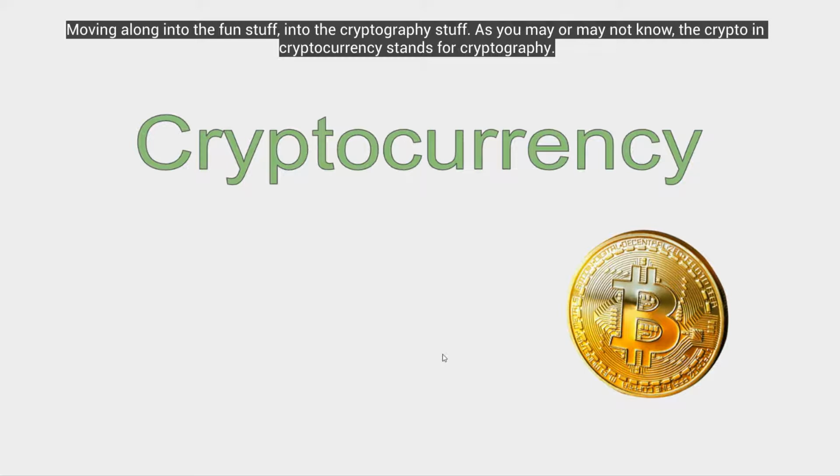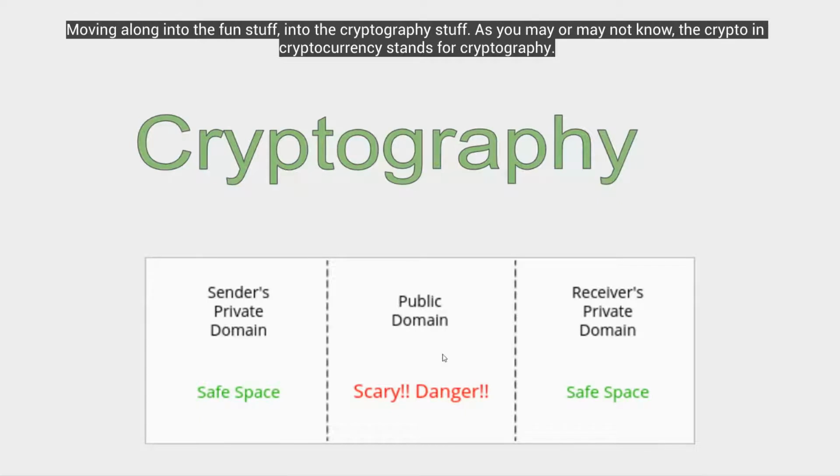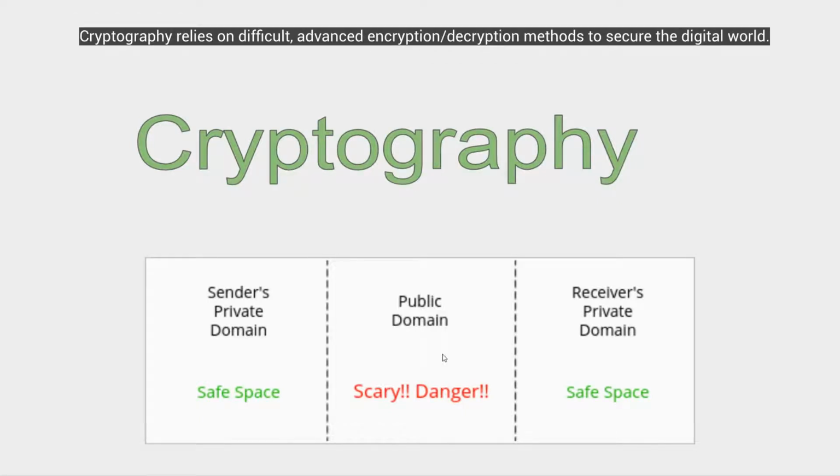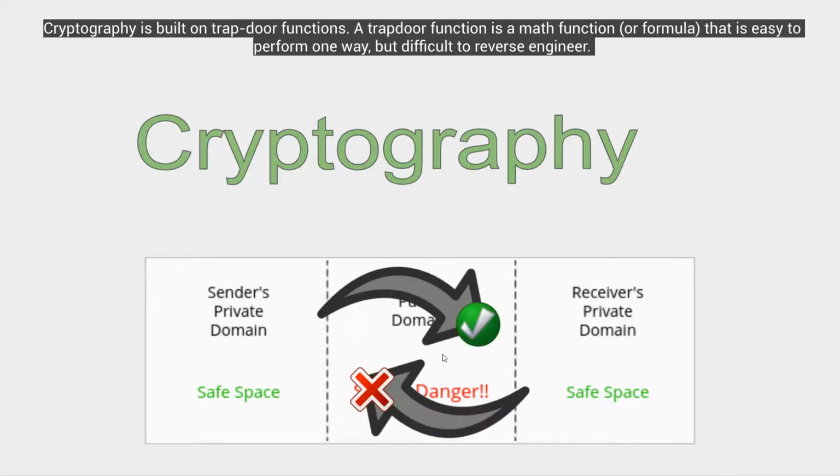So moving along into the fun stuff, into the cryptography stuff. As you may or may not know, the crypto in cryptocurrency actually stands for cryptography. Cryptography relies on difficult and advanced encryption and decryption methods to secure the digital world. Cryptography is basically built on these trapdoor functions. A trapdoor function is a math function or formula that is easy to perform one way, but difficult to reverse engineer.